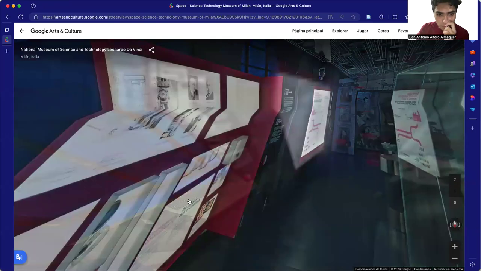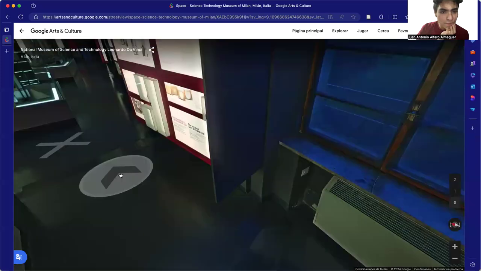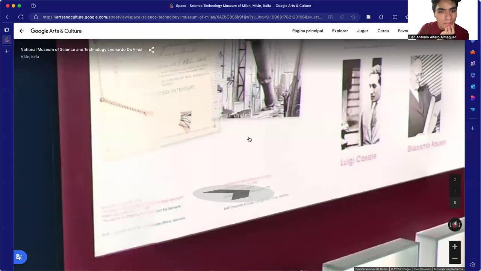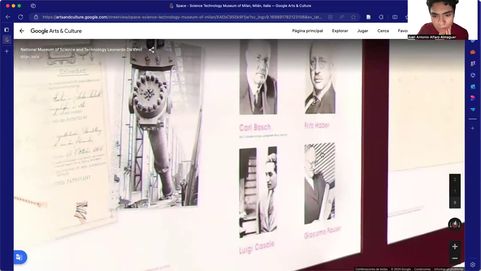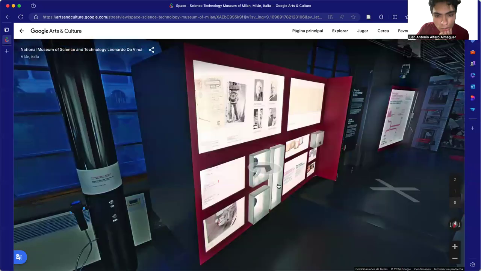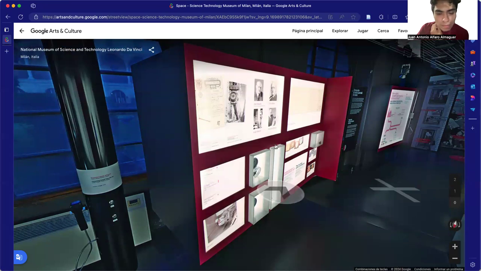Right here, we are. I don't know what this is. Ah, Carl Bosch, Fritz Haber, Giacomo Fauser. Oh, right. So, those are prominent scientists in the field of chemical engineering.